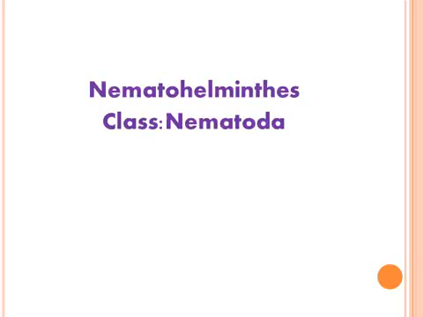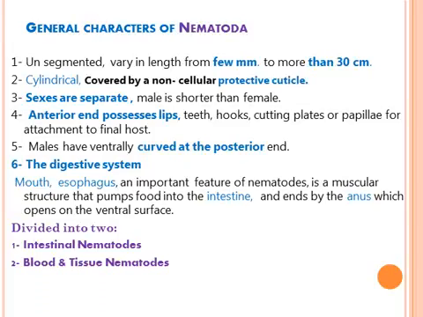We start with the first phylum, Nematohelminthes, which includes the class of nematode. General characters of nematodes include, first, that they are unsegmented, meaning the adult consists of one segment. They include several species. Some of them are small in size, about a few millimeters, and others like Ascaris are longer, about 30 centimeters. They are cylindrical in shape, covered by a non-cellular protective cuticle. The sexes are separated. The male is shorter than the female.